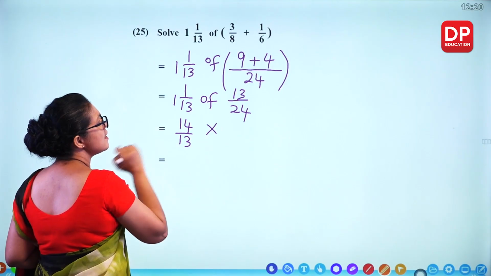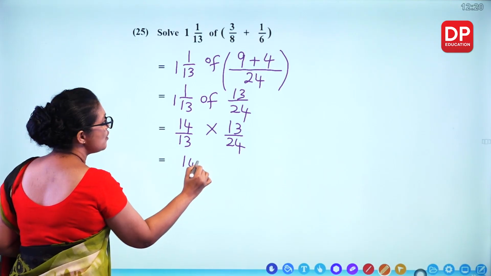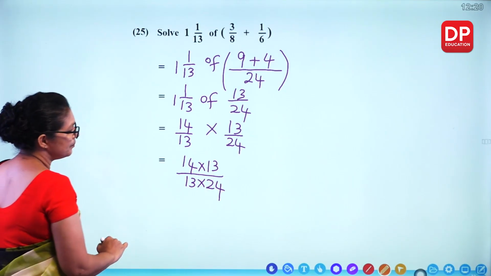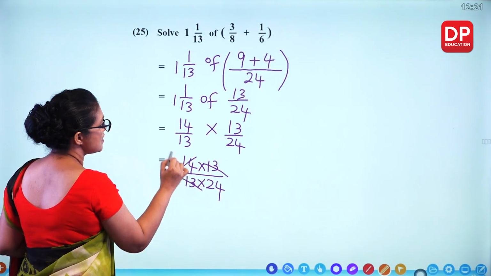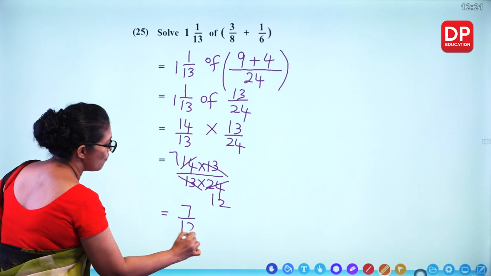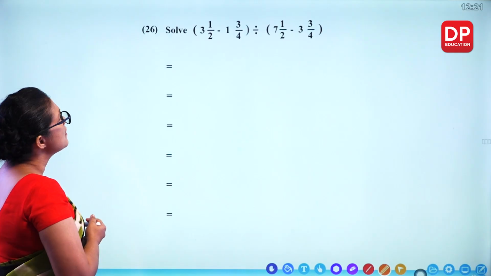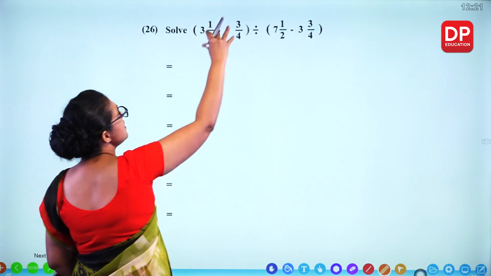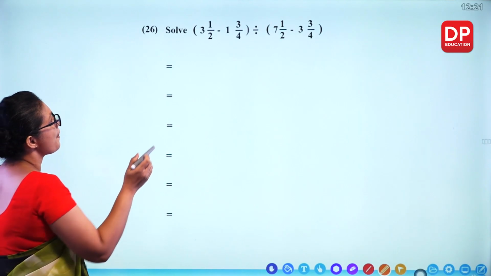And then consider multiplication. Multiply the numerator separately and the denominator separately. 13 gets cancelled out. 2 times 7 and 2 times 12. So you get 7 over 12. This one you have to do separately. Simplify this bracket, then this one separately, and then think about division.